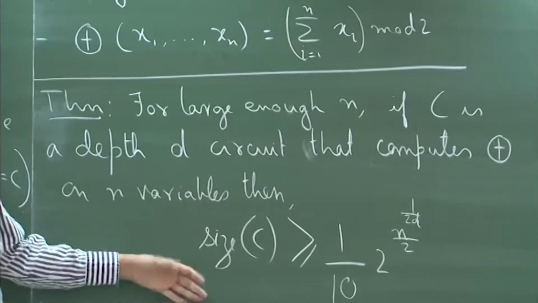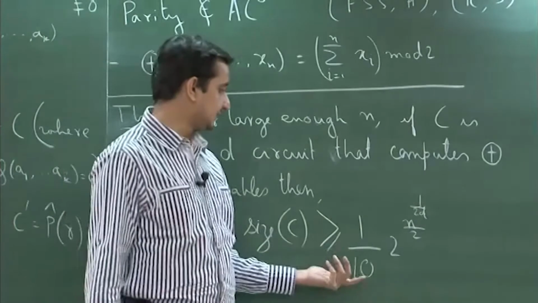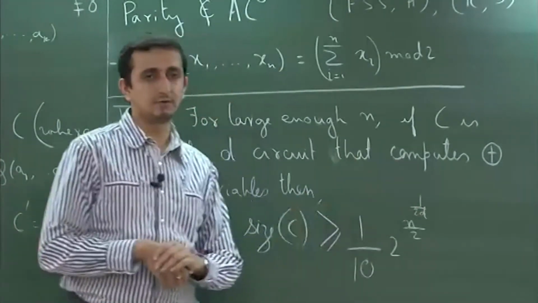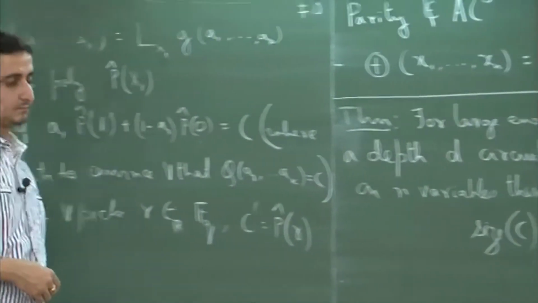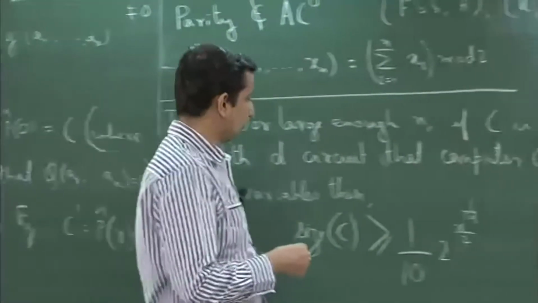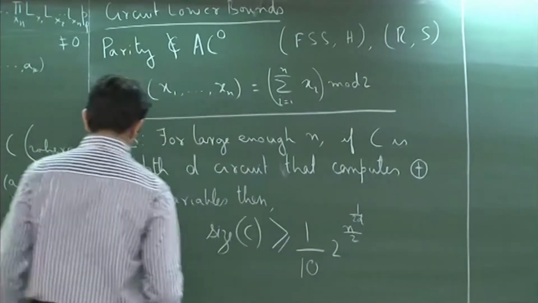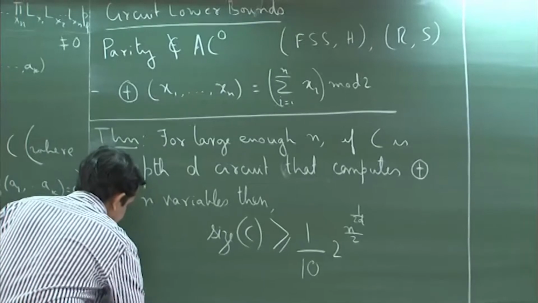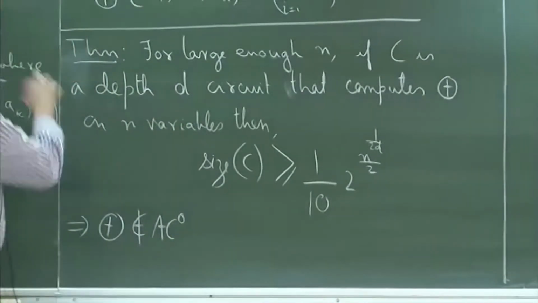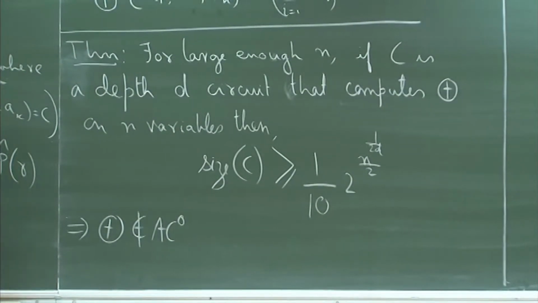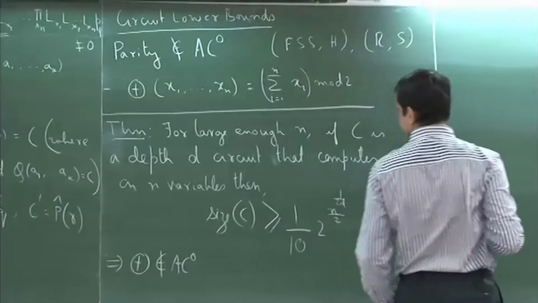then we immediately see that the smallest size circuit that is able to compute parity must have size at least 2 to the power order n. For any constant d, this is 2 to the power order n. As an immediate corollary, this implies that parity is not in AC0. So, the main theorem that we will prove over today's and the next lecture is this theorem.